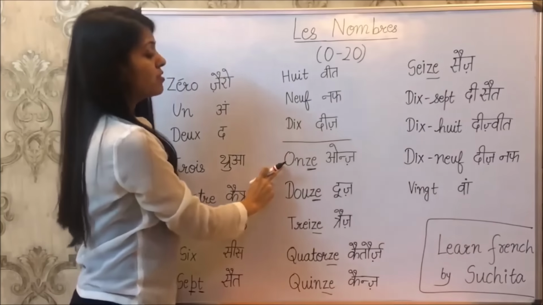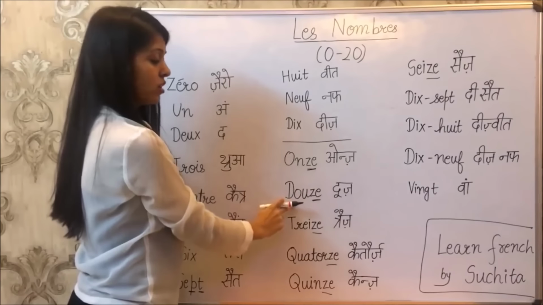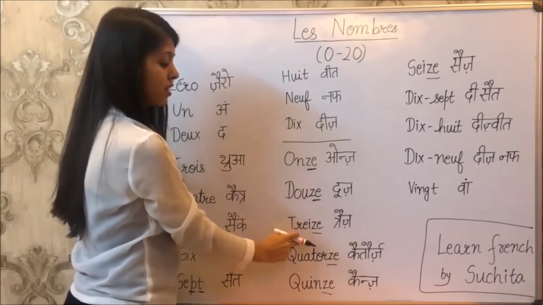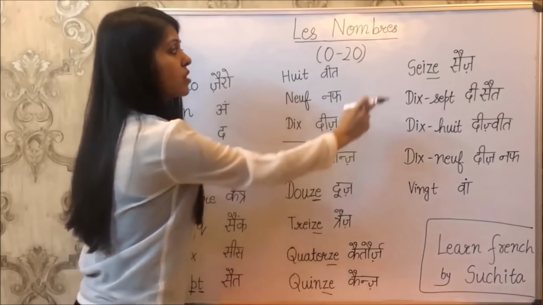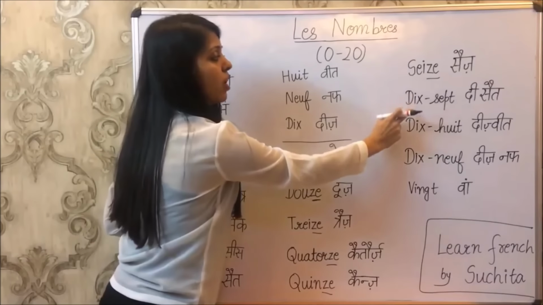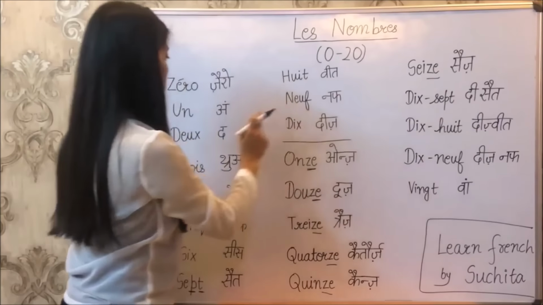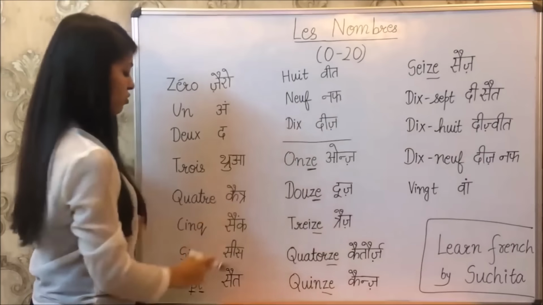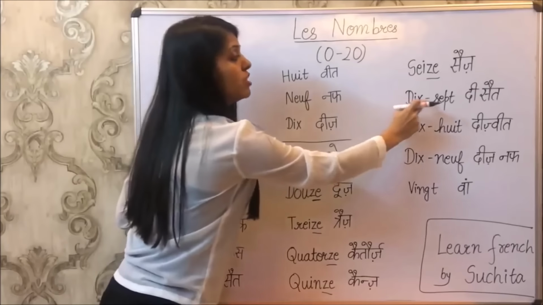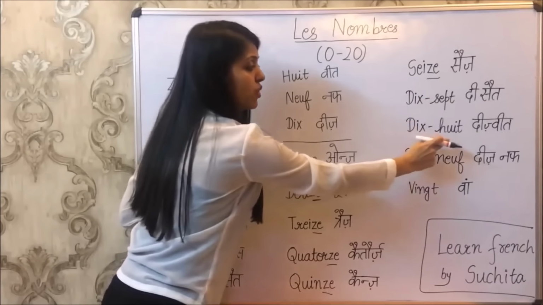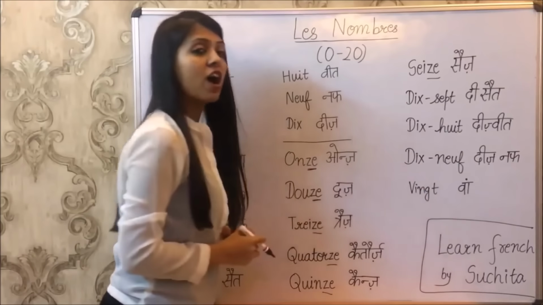Now this is 11, 12, 13, 14, 15, 16. Now these three numbers are very easy. 10 plus 7 gives me 17. So these are 18, 19, and the last is 20.